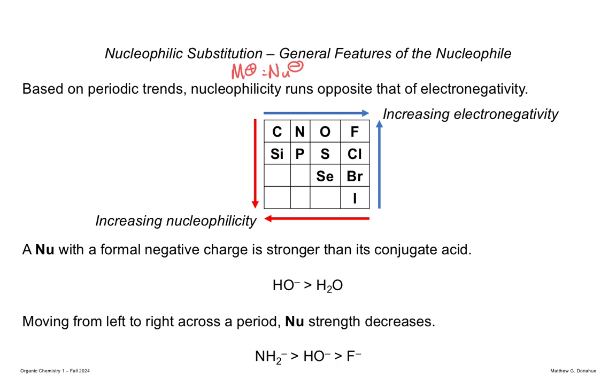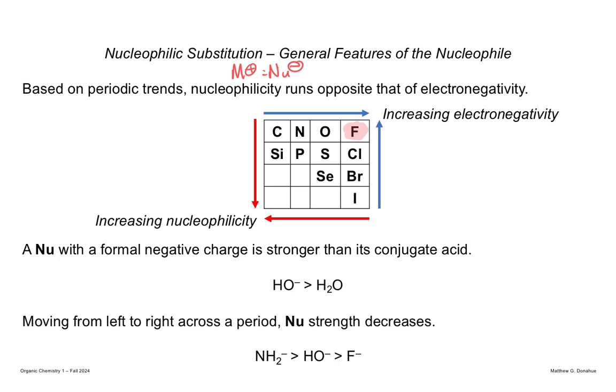So what makes a good nucleophile? The trend runs opposite of electronegativity. So we know that fluorine is the most electronegative. The blue arrows are showing you the run towards fluorine, either across the period or up the group. And then the red arrows are showing you how nucleophilicity increases.